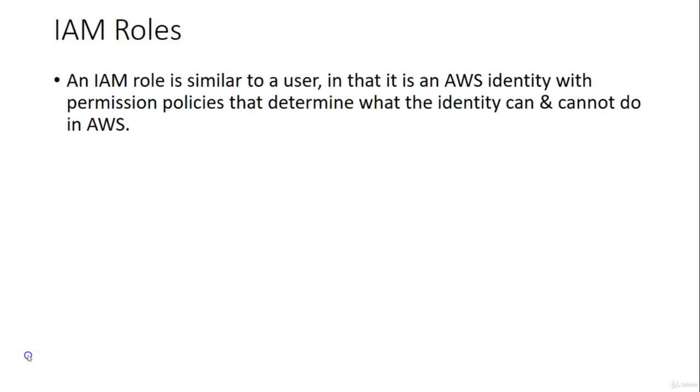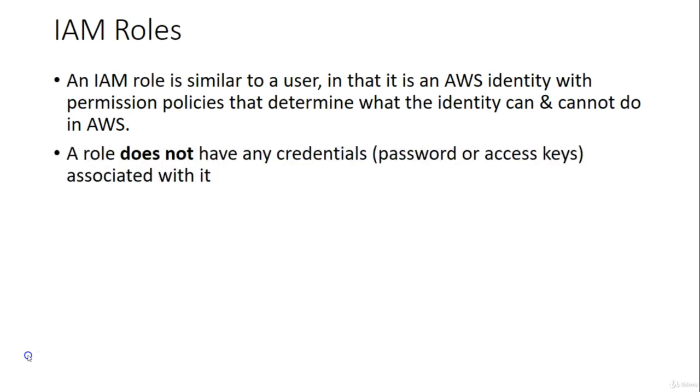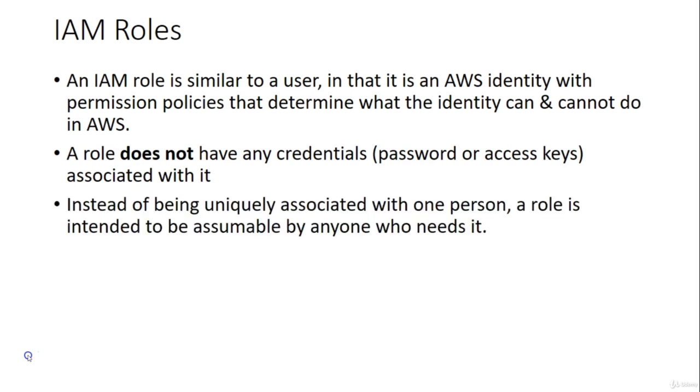IAM Roles. An IAM role is similar to a user in that it is an AWS identity with permission policies that determine what the identity can and cannot do in AWS. A role does not have any credential, password, or access keys associated with it. Instead of being uniquely associated with one person, a role is intended to be assumable by anyone who needs it.